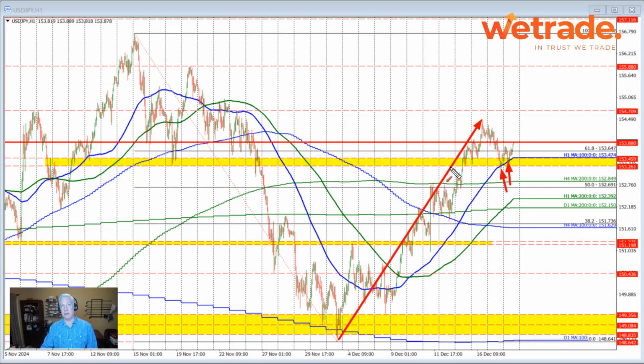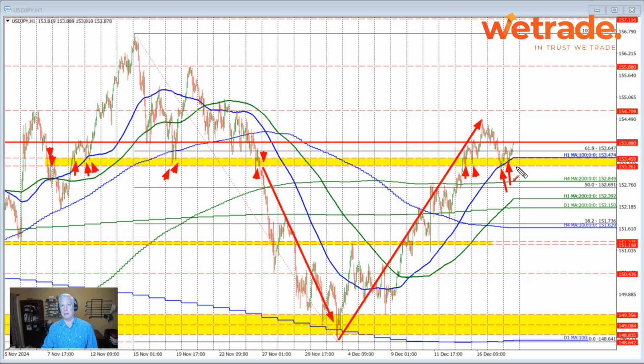Later on, the price came back down to that 100-hour moving average and back down into this swing area, where we have a number of different swing lows and swing highs going back in time to these periods right through here, and we found some support buyers again. So we're back above this swing area, back above the 100-hour moving average.